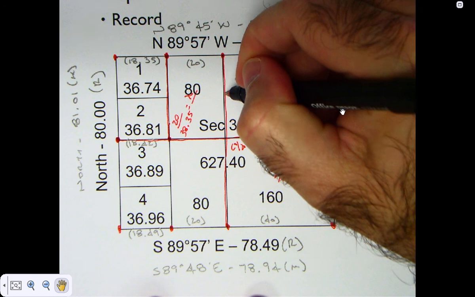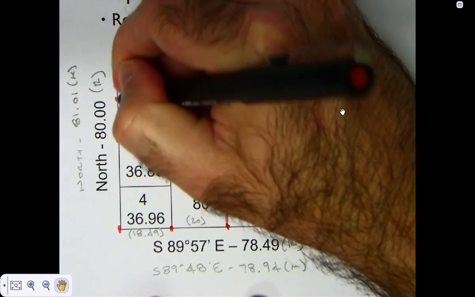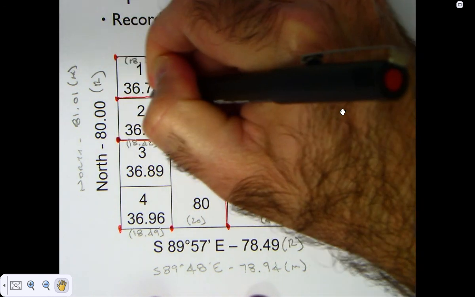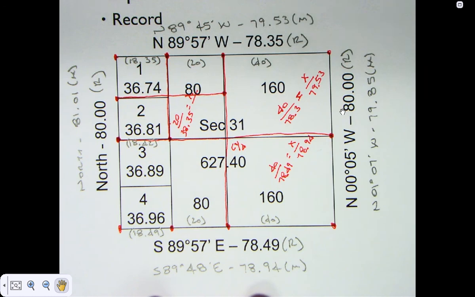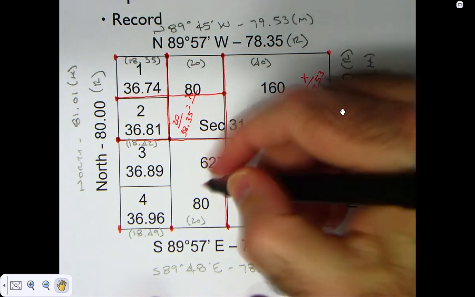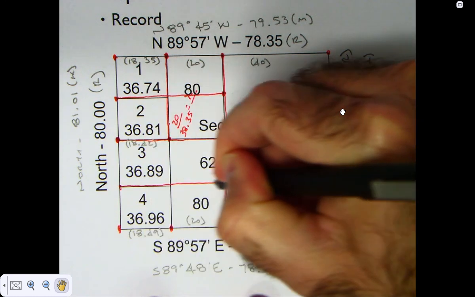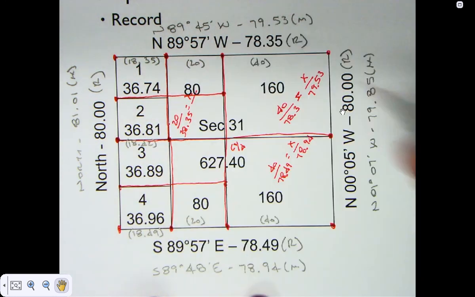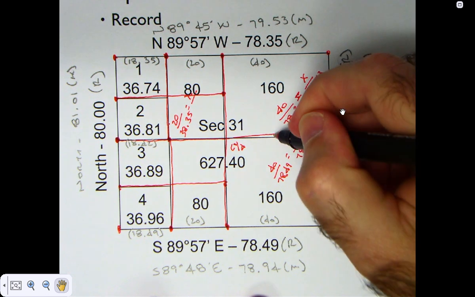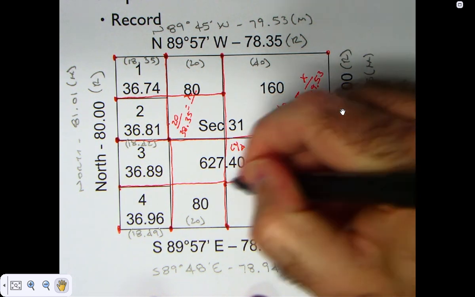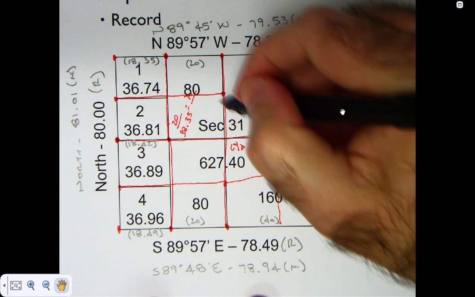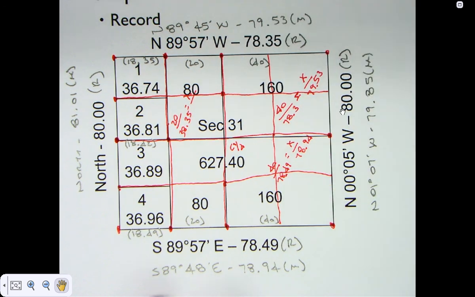You would midpoint here, you would midpoint here, and then the line between those two would establish the line. This would be midpointed, this would be midpointed. That would establish that line, and then these would all be midpointed. And that's a review on how to subdivide a section with lotting. And this is section 31, and we'll take a look at a section 6 in a different AVI file.